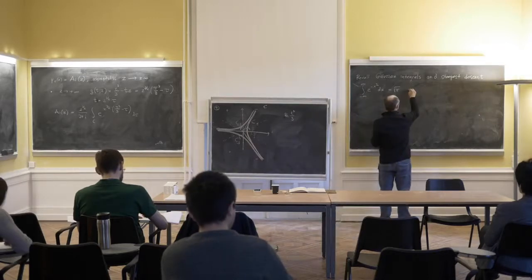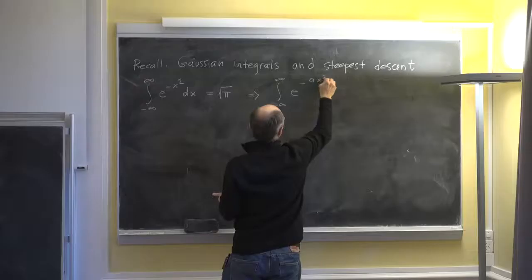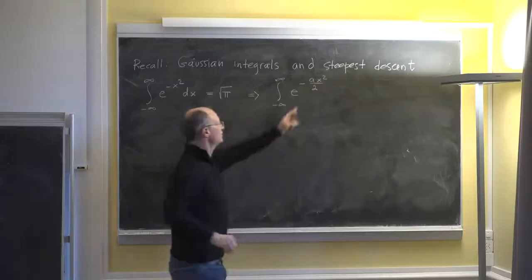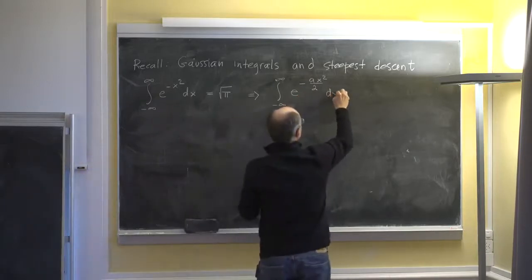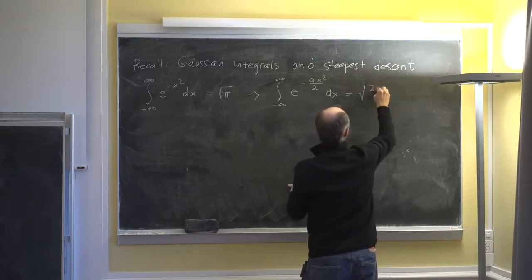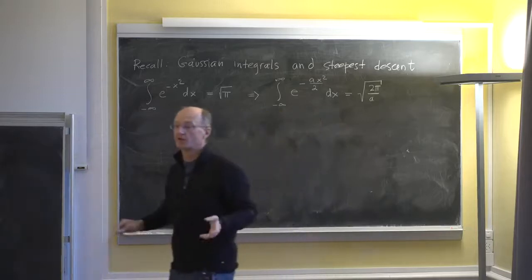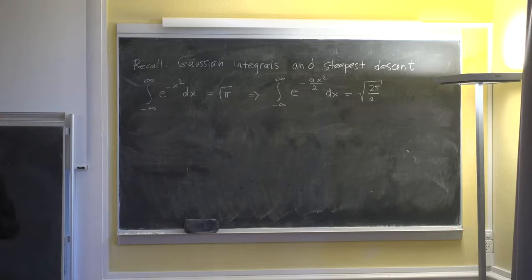Now, this implies that if we want to change a coefficient, let me do it this way. So a is some positive constant, right? So then the change of variables will give me the square root of 2 pi over a, right? So that's the first year calculus integral.